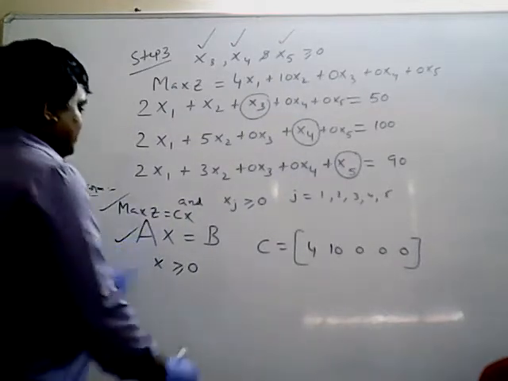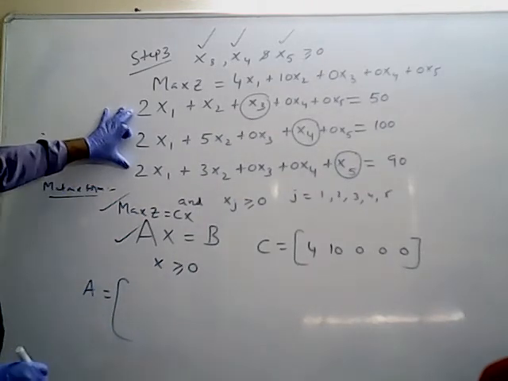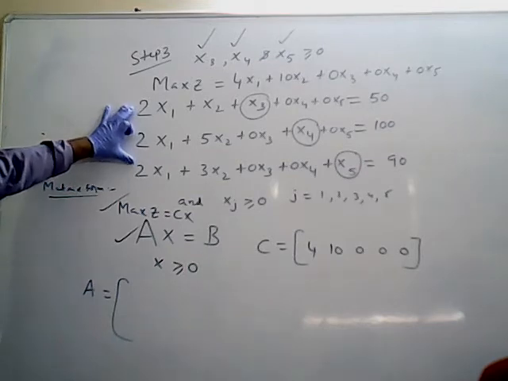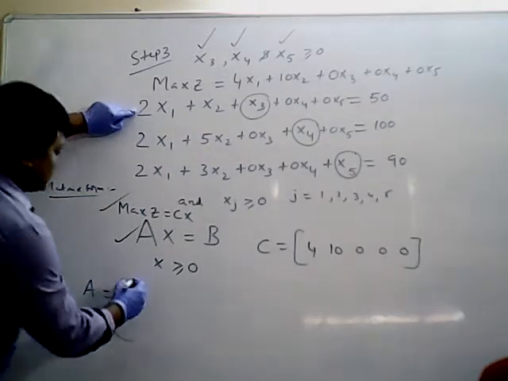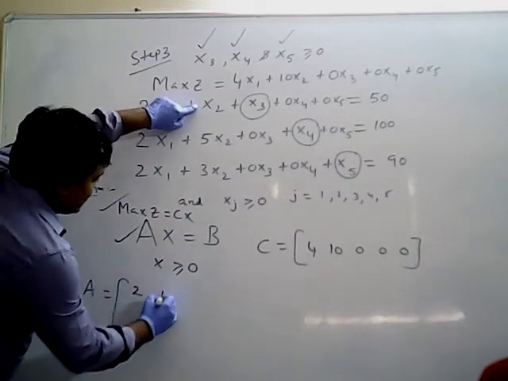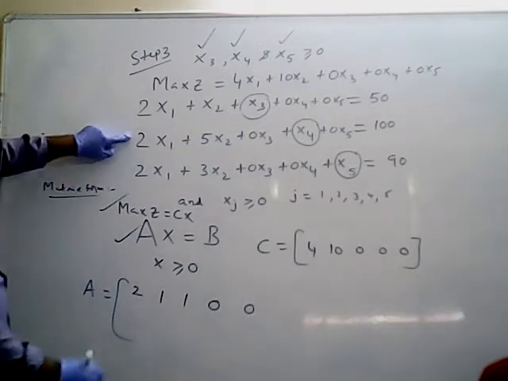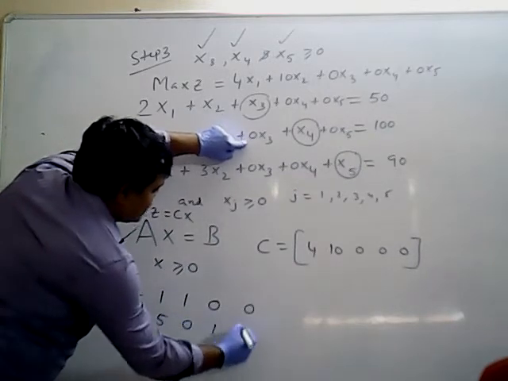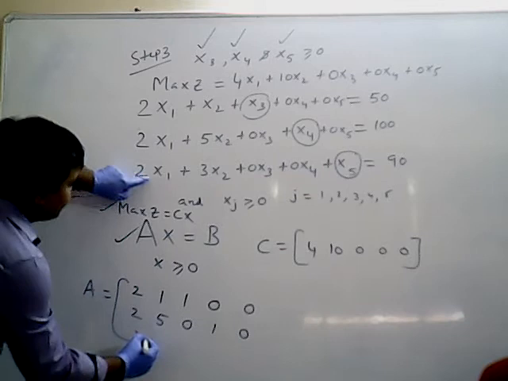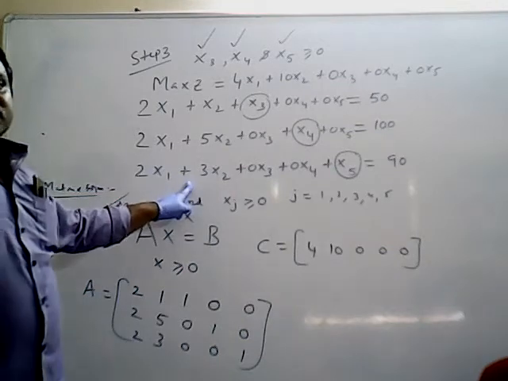Next, the A matrix I will write here. A is nothing but the coefficients of the constraint standard equations. So these are the equations. Now the coefficient values are 2, 1, 1, 0, 0 like that. Can you tell me the coefficient values? 2, 1, 1, 0, 0. Next, the second equation: 2, 5, 0, 1, 0. Now the last one, what is that? 2, 3, 0, 0, 1. Now I finished the A matrix. So the A matrix is completed.